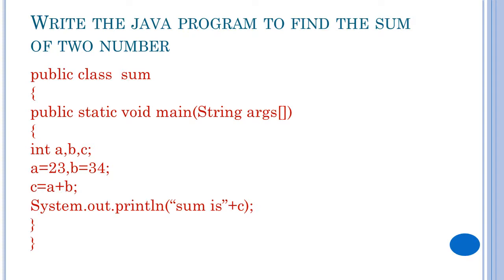What is the sum here? 57 will be the output. The 57 will be displayed on the output screen.